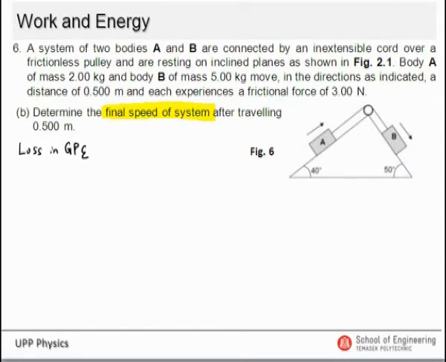And we know that from the principle of conservation of energy, this loss in GPE must be converted into another form of energy because energy cannot be lost or destroyed. Hence, from the question asking for the final speed, we can deduce that part of the GPE becomes the gain in KE of the system.